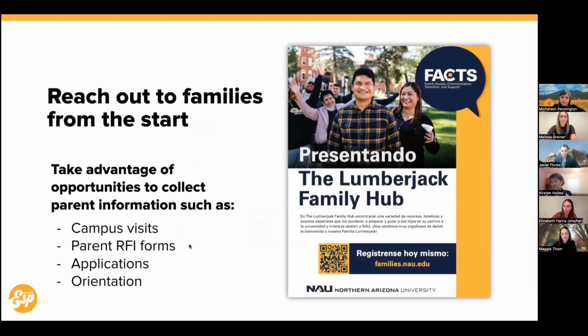And so we'll walk through a few examples of how the folks here have been able to do that. So one of those pieces is to reach out to families from the start. So I'm sure a lot of you are thinking, and it's a question that I hear a lot from customers, is we might not know who needs the Spanish language content and how to get that information so that you are providing that access from the beginning.